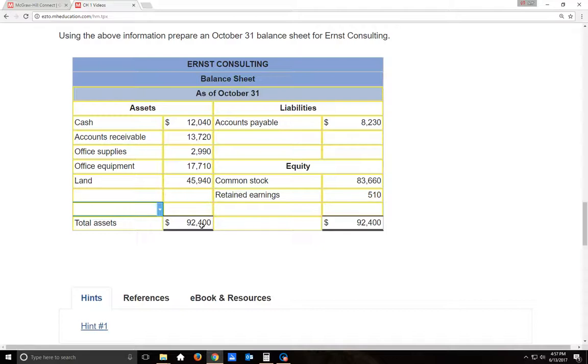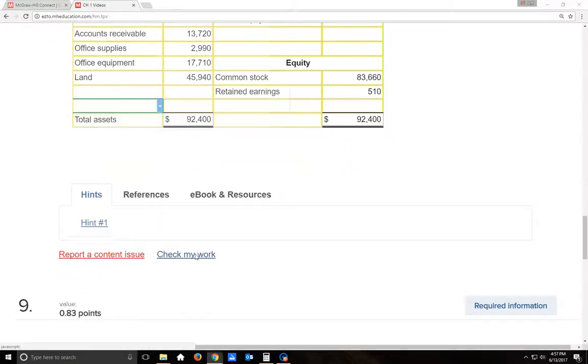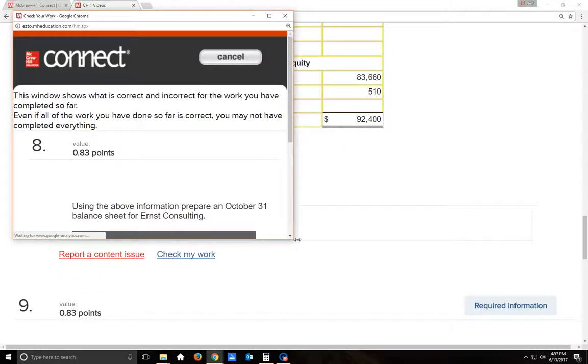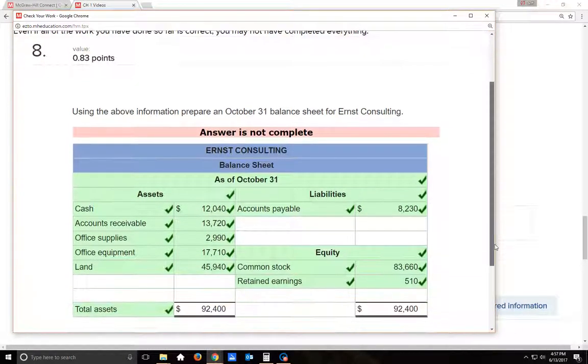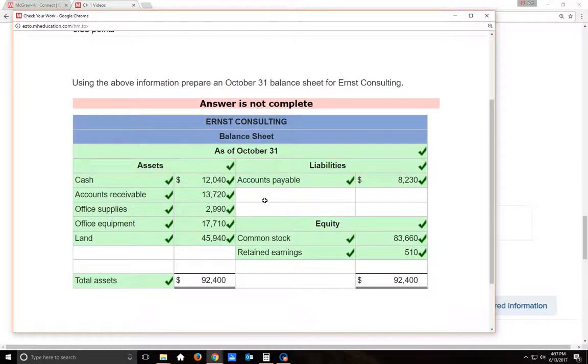And now our balance sheet is in balance. Total assets equals liabilities plus equity. Let's check our work. And indeed, we've correctly completed the balance sheet for Ernst Consulting.